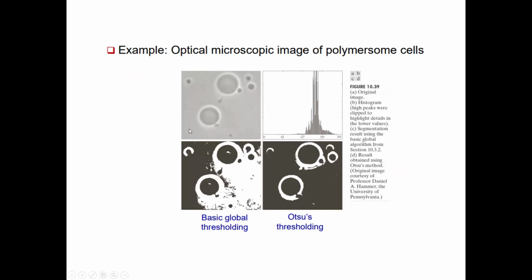This is an original image of polystyrene cells taken by an optical microscope, and this one is the corresponding histogram. If we select a global threshold value, then figure C shows the corresponding segmented output image, while figure D shows the result if we use the Otsu method, Otsu thresholding method, which is also known as adaptive thresholding method. This gives a better result as compared to basic global thresholding.